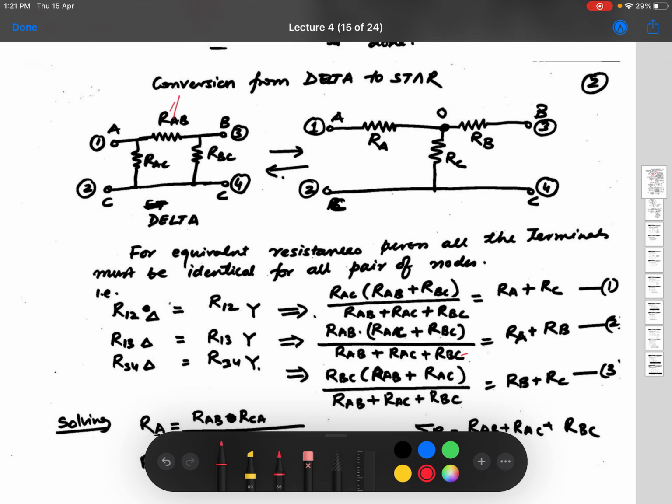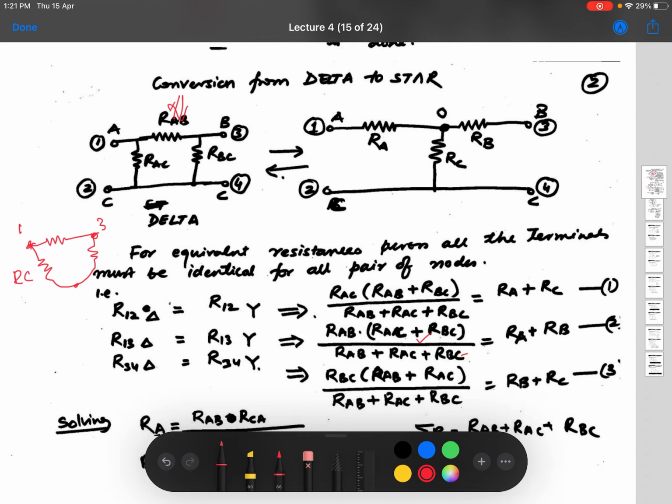Between A and B, you can see that RAB is in parallel to the series combination of RBC and RAC. There's slightly confusion, so this is 1, this is 3, and this is RAB. And this one is RBC, which is again connected to this RAC. This is how it is connected across 1 and 3.